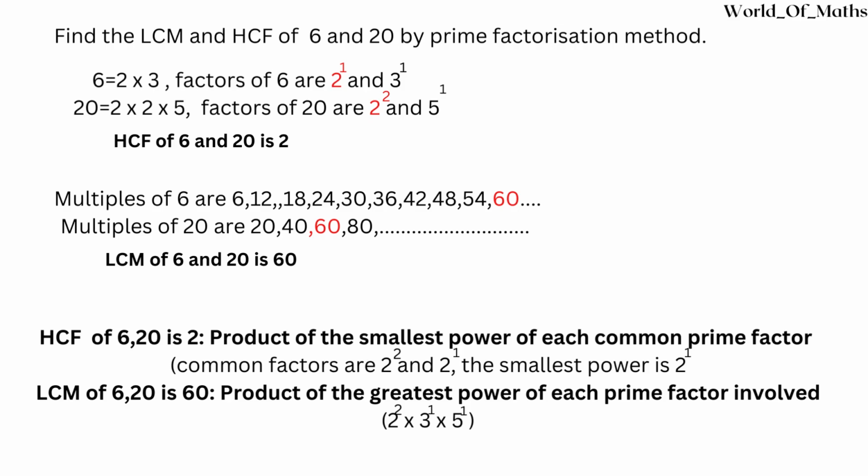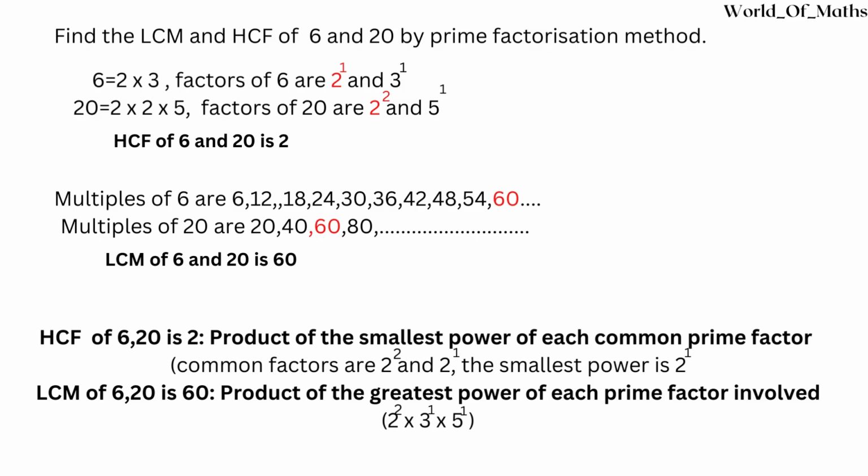Now let's do a question. Find the LCM and HCF of 6 and 20 by the prime factorization method. 6 can be expressed as 2 multiplied by 3. The factors of 6 are 2 and 3. And 20 can be expressed as 2 multiplied by 2 multiplied by 5. Factors of 20 are 2 and 5.